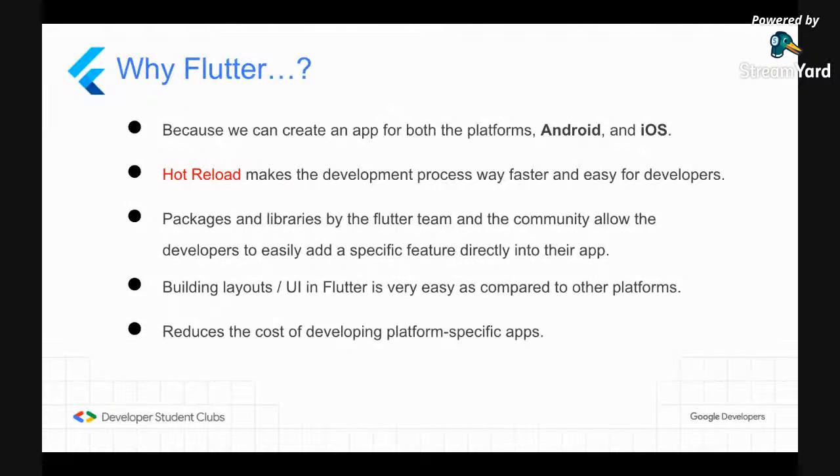And it's basically we can add a specific feature directly into our app, and we can enhance the features of our app by using a single package or library out there. Now, yes, I have talked about building UI in Flutter being very easy compared to other platforms, because in Flutter we write our entire app with code. We do not have drag and drop options available there. Now, all these features help, and it reduces the cost as well as the time of developing platform specific apps. So this is the major point that people are using Flutter.